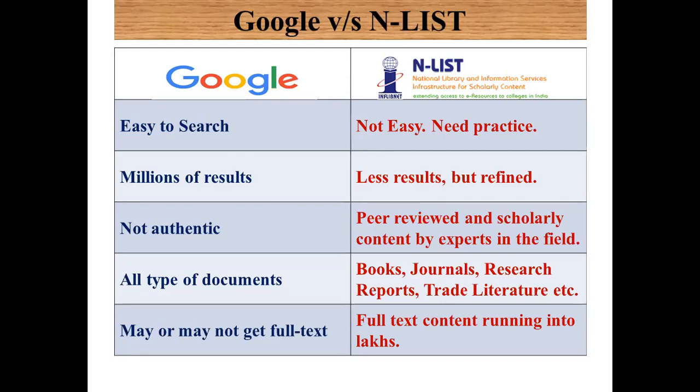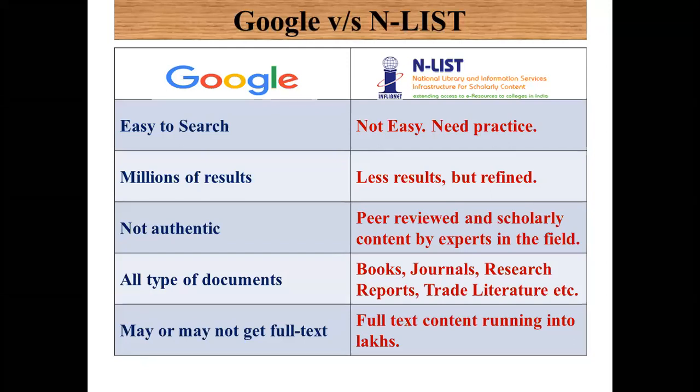Google, you can say, is not authentic because anyone can put up information on a Google website. So you may not know whether the content is correct and accurate or not. Suppose you want to get some statistical information. If you happen to take the statistic from Google, it may or may not be correct, and there is no source to verify that. But Enlist is the opposite: only peer reviewed.